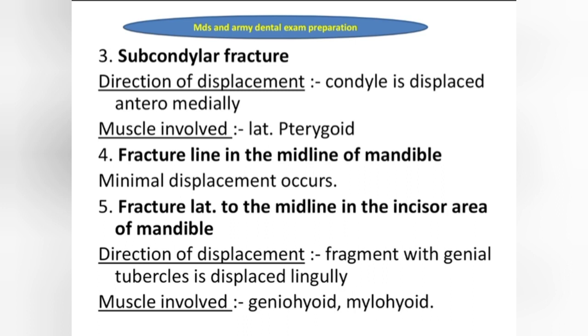If there is a fracture in the midline of the mandible, there will be minimum displacement. Now, a fracture lateral to the midline in the incisor area of the mandible: the fragment with genial tubercles is displaced lingually and the muscles involved are geniohyoid and mylohyoid.